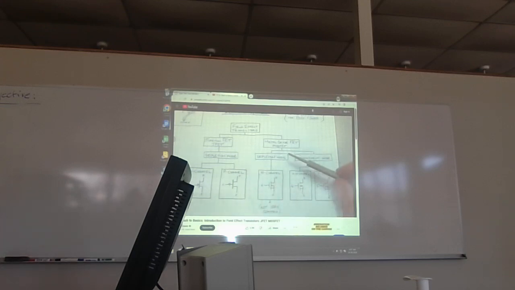The MOSFETs can be built either as depletion mode or enhancement mode devices. The vast majority of the MOSFETs that you find are going to be enhancement mode devices. Enhancement mode means that the channel. So this is going to be the key difference between enhancement and depletion.